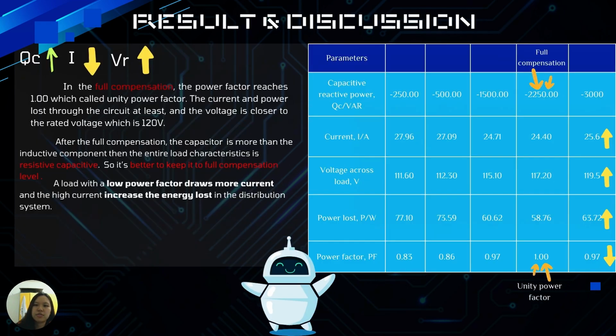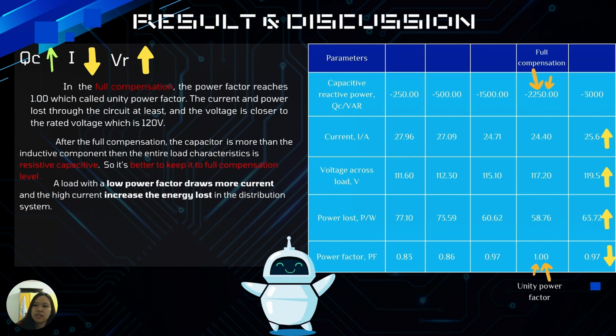According to the table shown below, when the QC increases, the current will decrease and the voltage across the load will increase until it reaches the full compensation. After the full compensation, the capacitor is more than the inductive component. Then the entire load characteristic is resistive capacitive. The current, power loss and the voltage across load decrease, but the power factor decreases. So it's better to keep it at full compensation level.